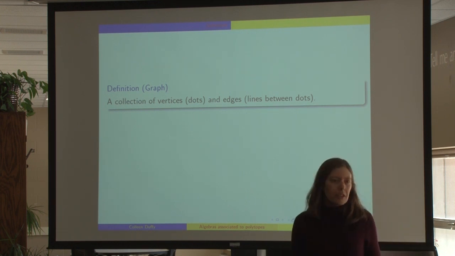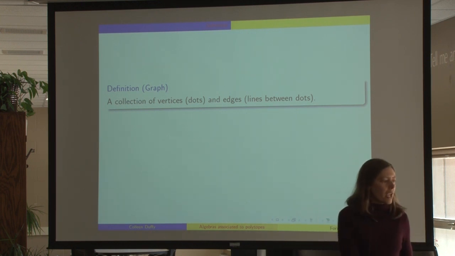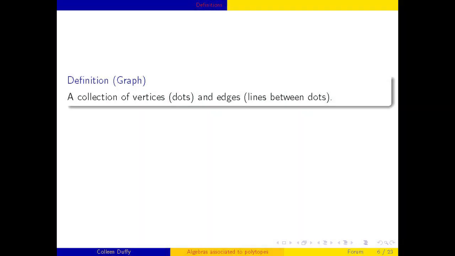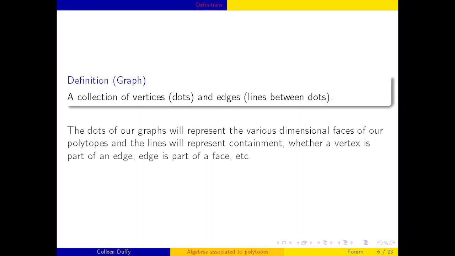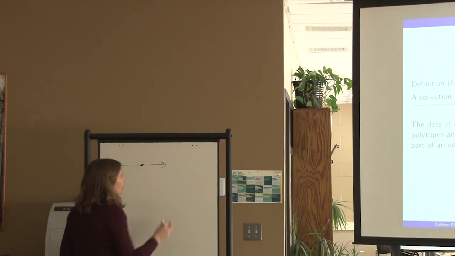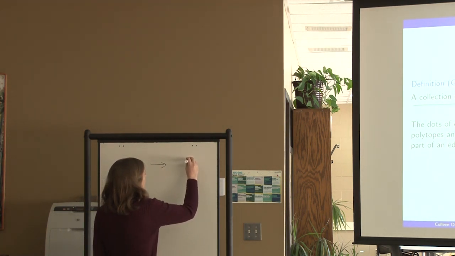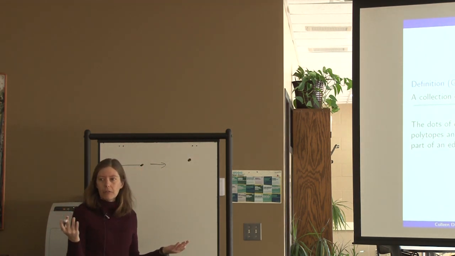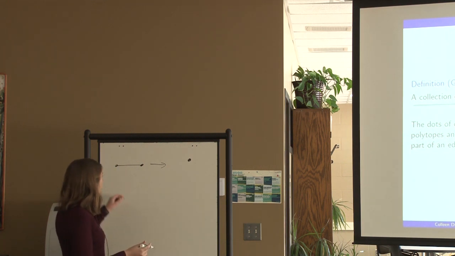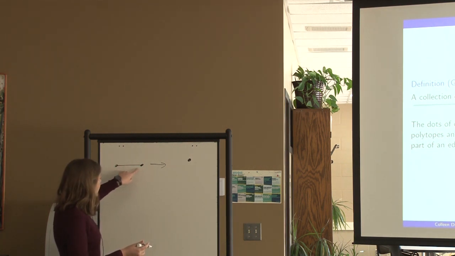And so what we're going to do with these is make a graph of these shapes. A graph is just a collection of dots and lines put together. For our graphs, let's just start with a line here. We're going to make a graph out of this. We're going to have one dot at the top representing the whole object itself. And then we're going to have one dot representing each vertex.